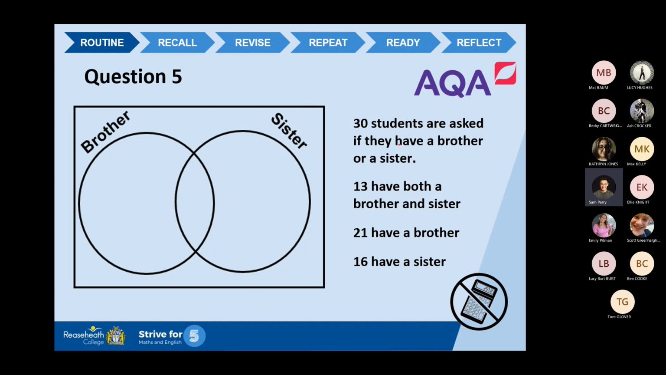So there's 30 students who are asked if they have a brother or a sister. Put that information into this Venn diagram. 13 have both. So that goes in the middle, which I think we're all pretty good with. 21 have a brother. So people will go, oh, 21 over there. 16 have a sister. Happy days. And they think, right, I've done that.